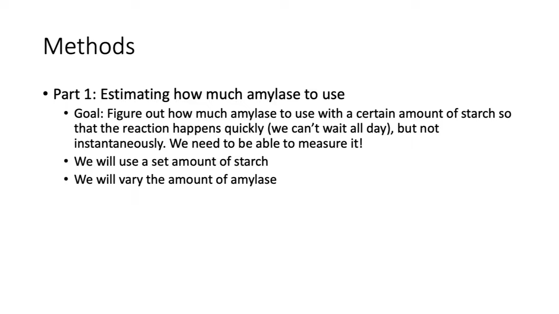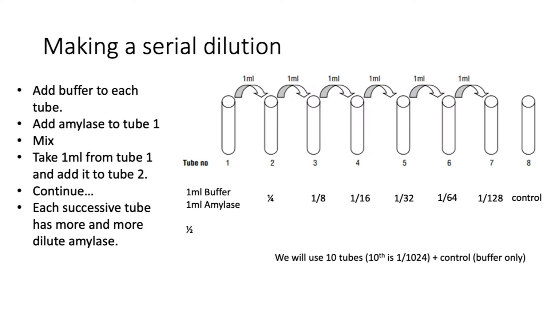You'll see in the lab, it's really hard to measure something that happens that quickly. So we want to estimate the ratio of amylase to starch so that the reaction takes place over a couple of minutes. In order to do that, we'll use a set amount of starch, and then we'll vary the amount of amylase. To do this, we're going to make a serial dilution. The serial dilution is a way of making a dilution where you take the dilution present in one tube and dilute it into the next tube, and then you take that solution and dilute it into the next tube.